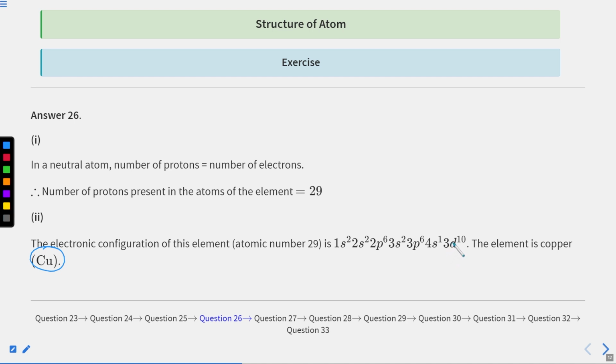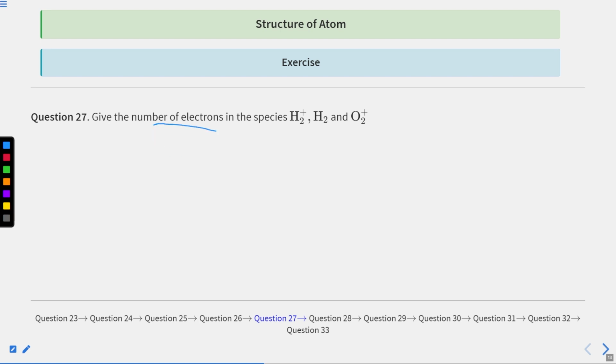Now one more confusion is here. Why is it written 4s1 and 3d10? If I ask you, why is it written 4s1 3d10 and not 4s2 3d9? The reason behind it is that if you write it in this way, then you can see that both the s orbital of the fourth principal quantum number and the d orbital of the third principal quantum number are half filled in the case of s and fully filled in the case of d. But in the other configuration only s is fully filled and d is neither half filled nor fully filled. So this is the more stable configuration.